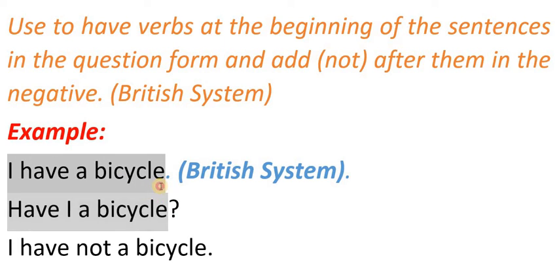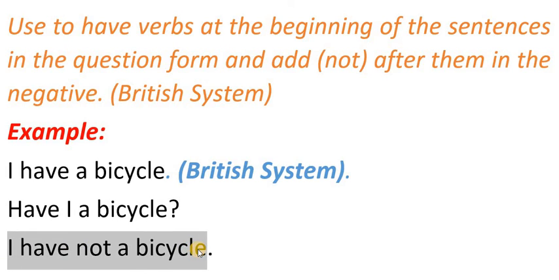And what is the positive sentence of that? I have a bicycle. Have I a bicycle? And they have mentioned that if you want to make this sentence negative, we should use not. So, I have not a bicycle. I have not a bicycle. But in the American system we've got another type of structure.